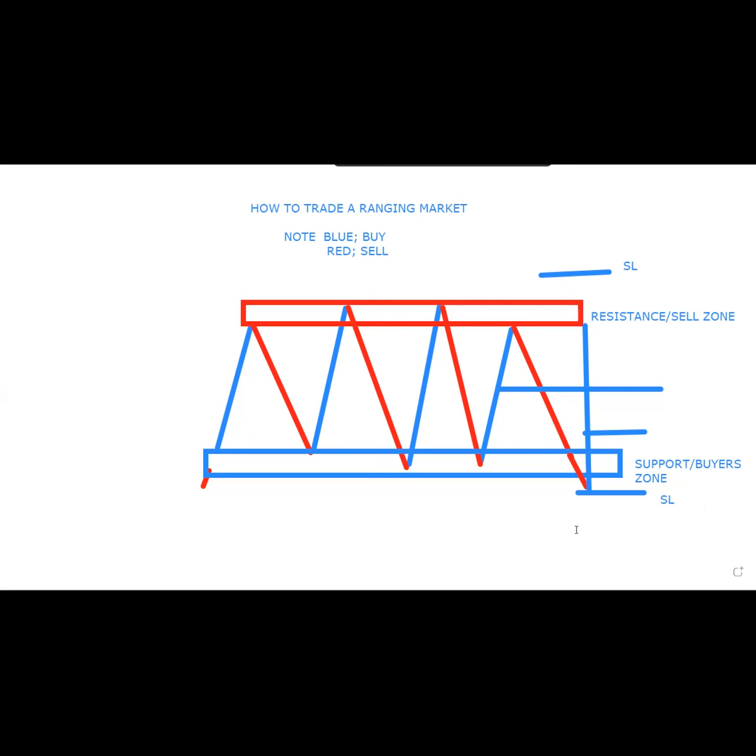We could trade the range on the breakout of the range, either to the upside or downside. They are just two ranges. This is the up range and this is the down range.